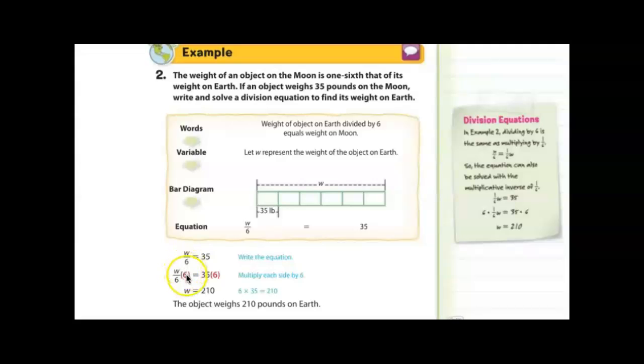And if we multiply 6 over 1 by W over 6, the 6 over 6 becomes the number 1, which leaves 1 W. And then 35 times 6 is going to be 240 pounds. So if something weighs 210 pounds on Earth, then it's only going to weigh 35 pounds on the moon.